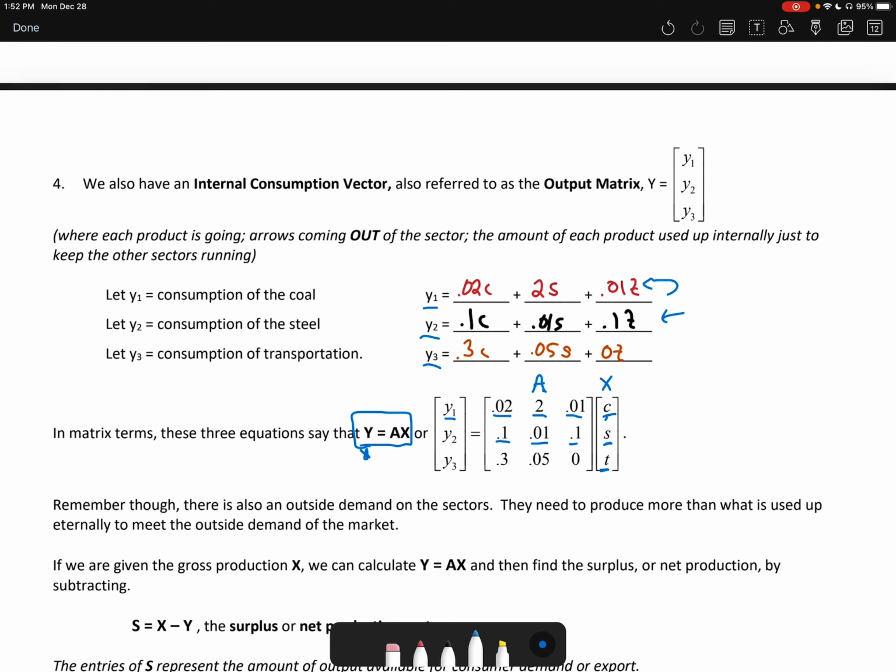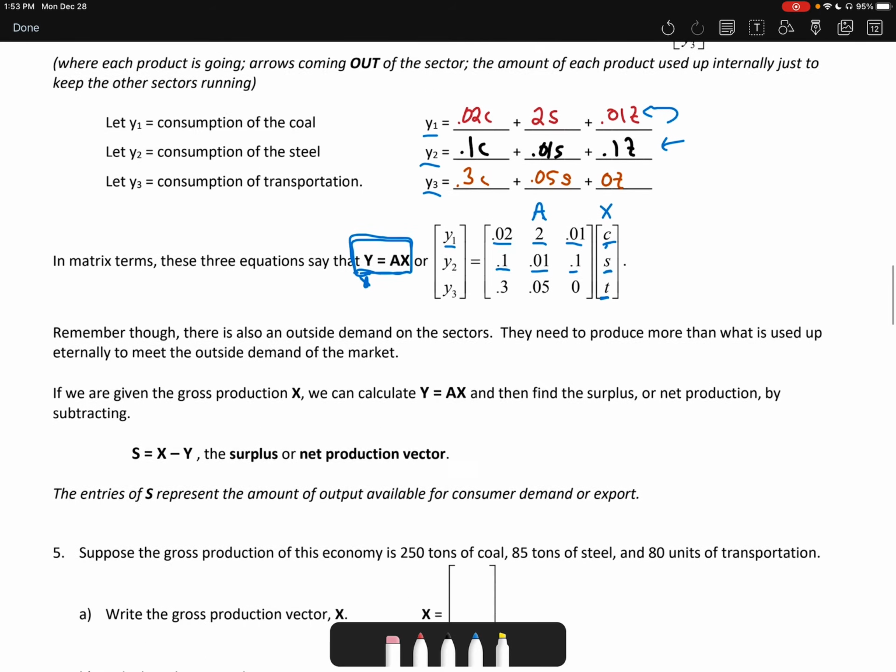That is something you will have to do in your homework and on your quizzes and tests. They will ask you, what is the output matrix? So you can multiply these two together and find that. They may even just ask you the output for a single one, like Y1, Y2, or Y3, and then you only need to give them that certain part. But that equation right there is what's super important.